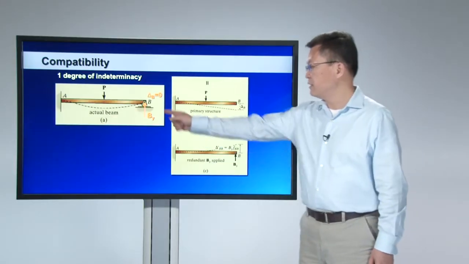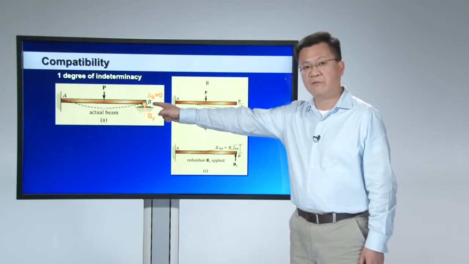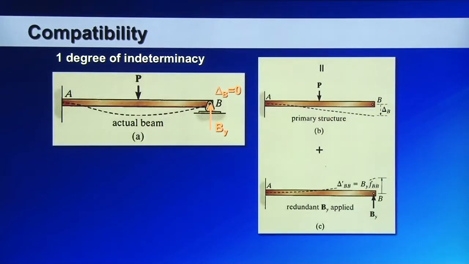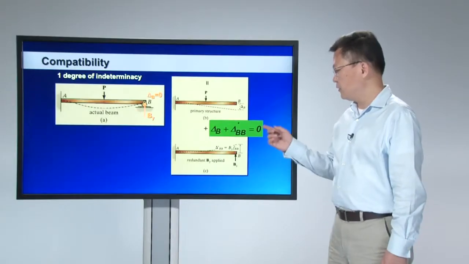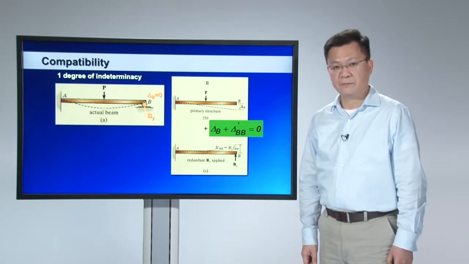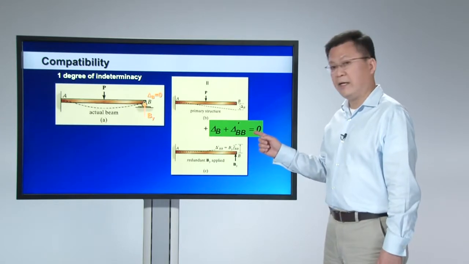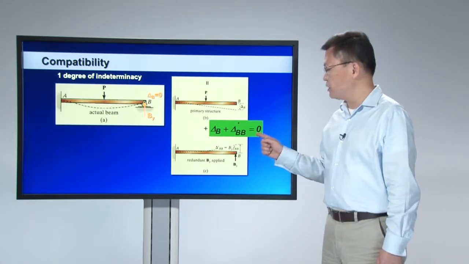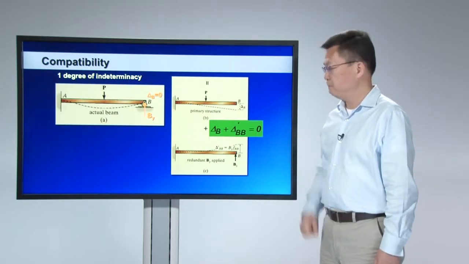And if you realize that this is a roller support which is restrained from vertical displacement, so delta B should be equal to 0. According to superposition, the displacement at B due to P and the displacement at B due to By, superimposed, should be equal to 0. This is the compatibility equation that we can establish. This equation contains an unknown redundant force, By, so we can use it to solve for By.